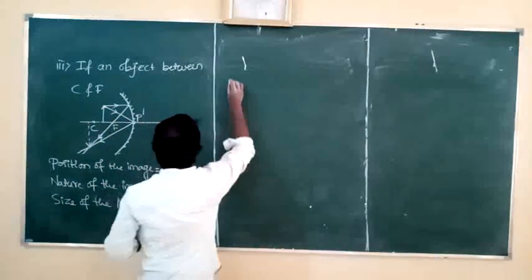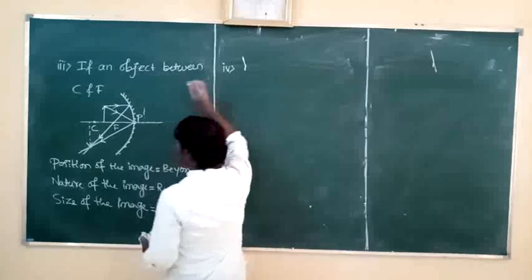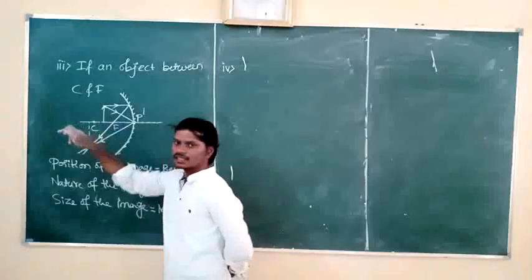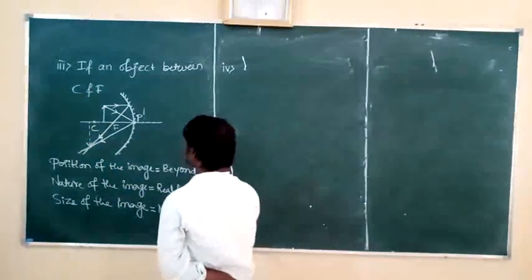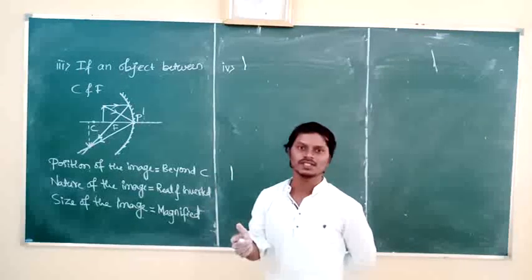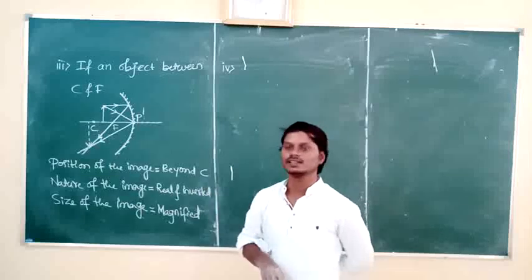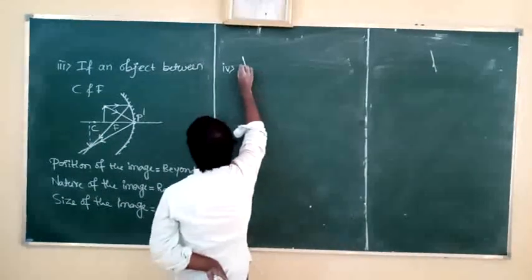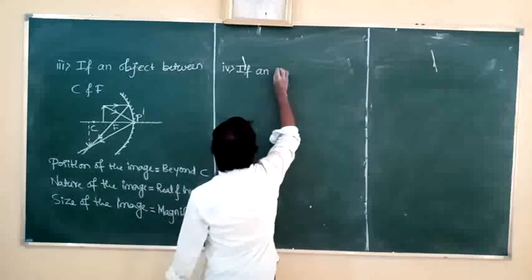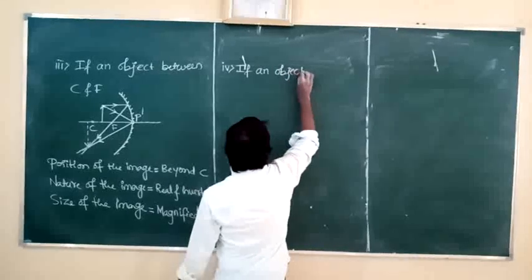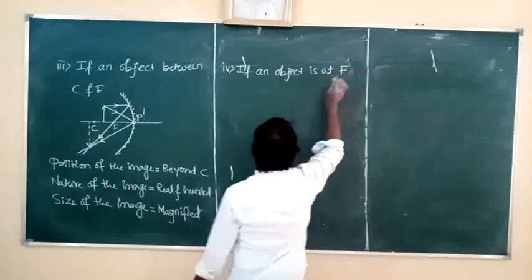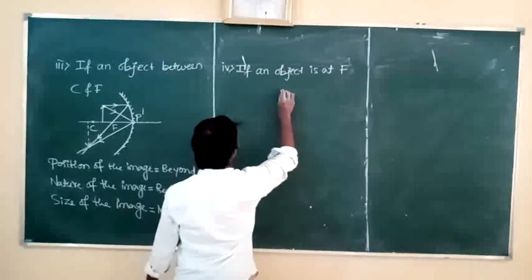Then next one, the fourth case. Now where is the object? Object in between C and F, means object distance is less than radius of curvature and greater than focal length. Now I will place the object exactly at the focus. Exactly at the focus means object distance is equal to focal length. If an object is at F, the principal focus, then again we have to draw the ray diagram.